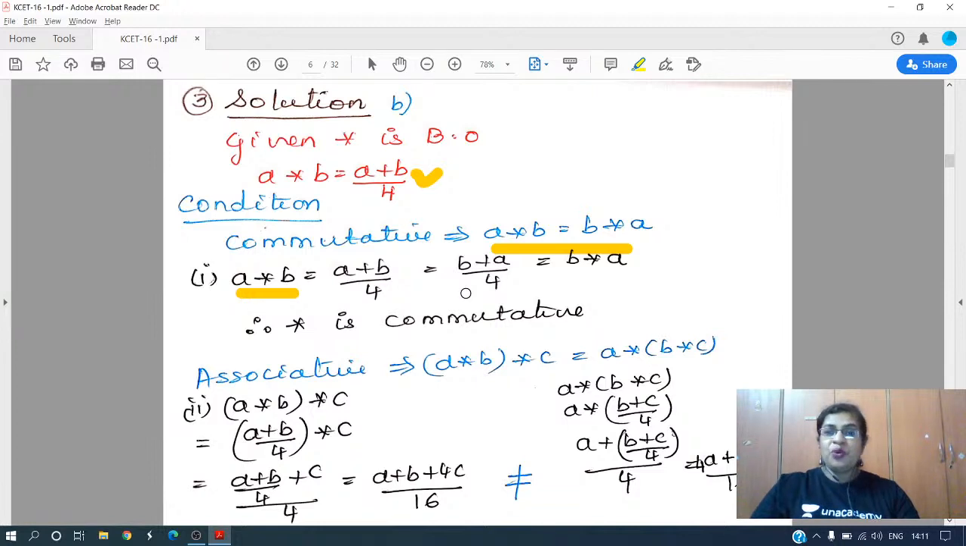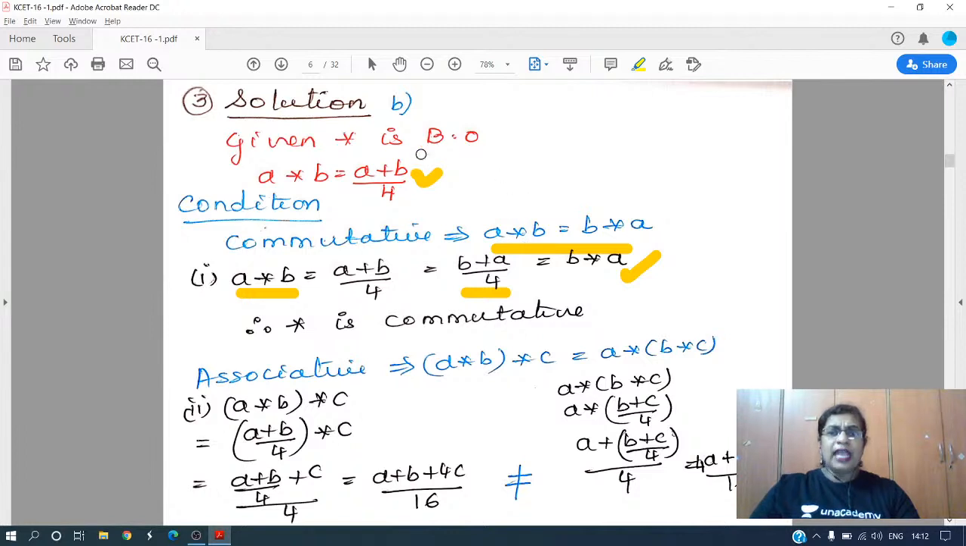Now you are here. Who is your first number here? The first number is B and the second number is A. So can I write the definition as B star A then? Yes. So what did you observe? You observed A star B is equal to B star A. So that means what you have proved? You have proved the given operation is commutative. The commutative property is satisfied.